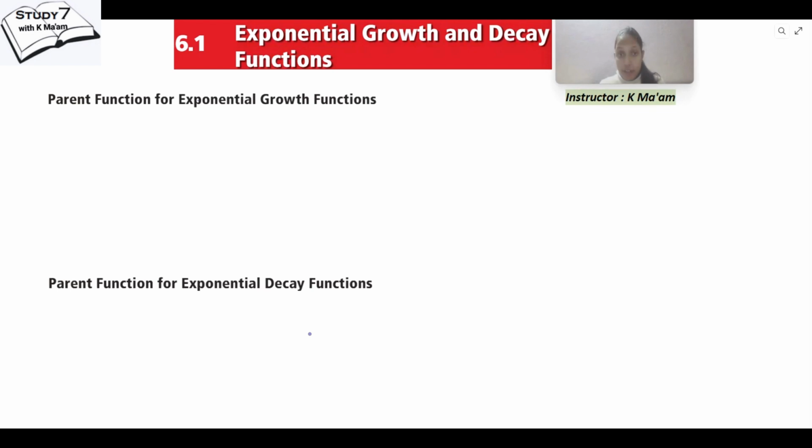First is the parent function for exponential growth. Growth means the function will go up, that's a growth function. Generally, we write y equals b to the power x. And what is b? B is a real number greater than 1, strictly greater than 1. Then it is a parent function for exponential growth. And the other members of the family can be calculated by replacing the values and multiplying by the values and all.